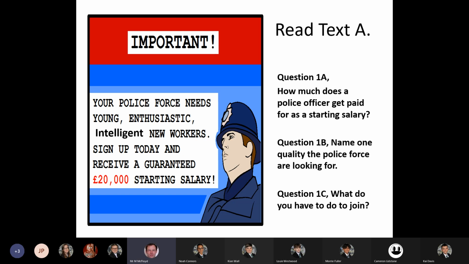Kian has put O in the chat. Kian, what do you believe the right answer to be? Kian has now changed his answer to enthusiastic. He has given one quality the police force are looking for, and now would gain a mark. Thank you, Kian.